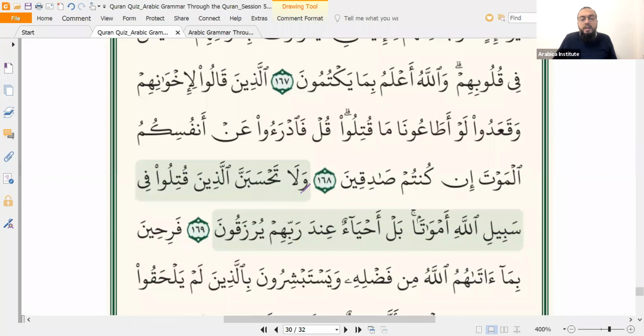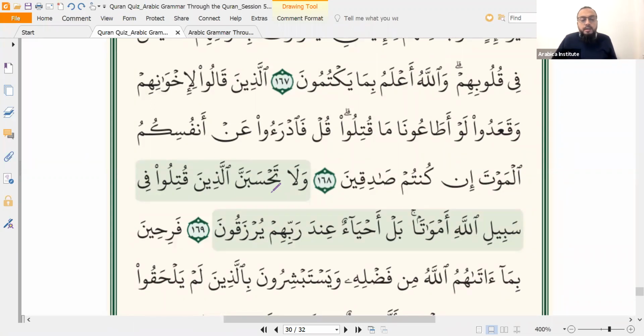Okay. Wala tahsabanna. This noon here is called noon tawkid, the noon of emphasis, and it's added to imperfect verbs to emphasize them. So tahsabu, remember we did hasiba? Tahsabu is the imperfect, and we add this noon, tahsabanna. That noon is just an emphasis.